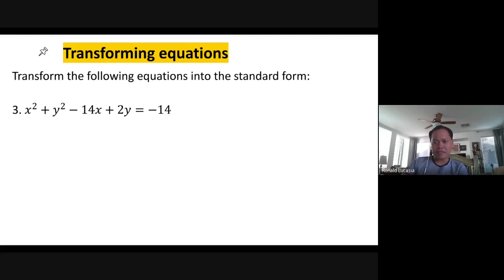Kurt, you'll have to give me your center and radius. That's the standard form, but you'll have to give me the center and the radius.